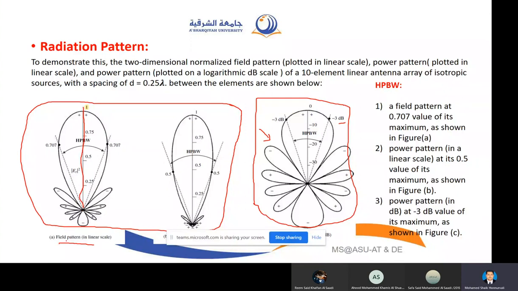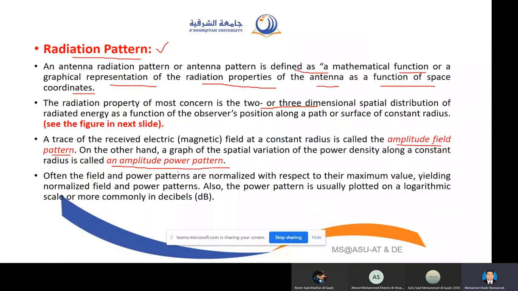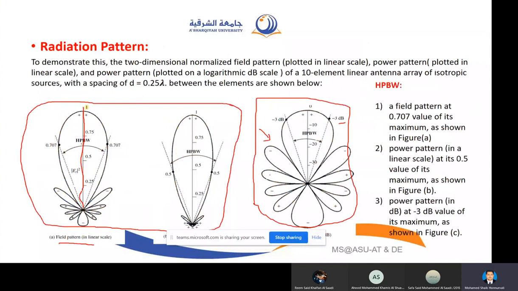Next, power pattern, again it can be of two types actually. It can be in linear scale or logarithmic scale. If it is in linear scale, it represents the plot of square of the magnitude. Here you will take the square. Here you just represent the magnitude of the electrical or magnetic field. Here it is represented in electrical field.